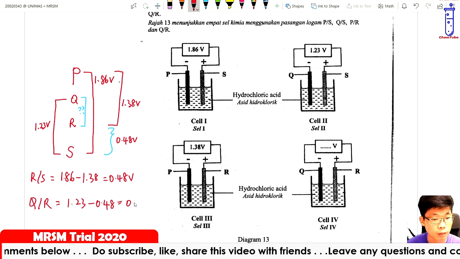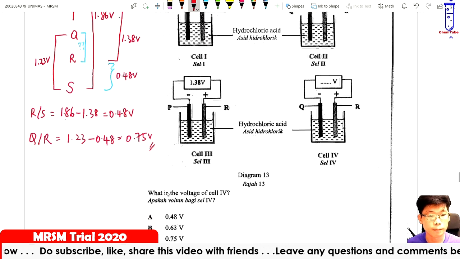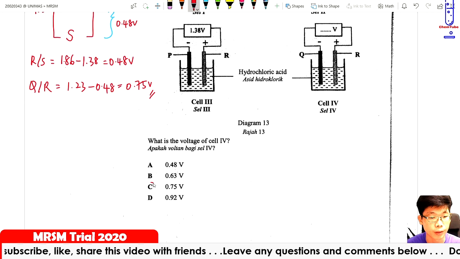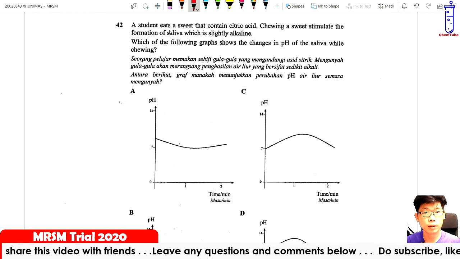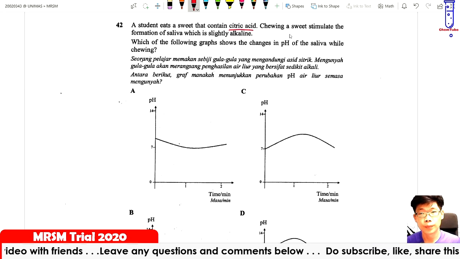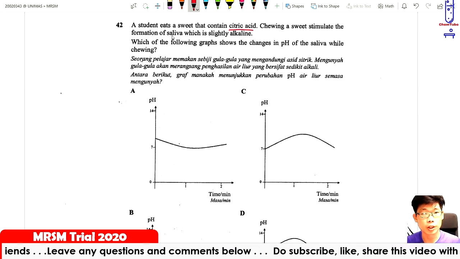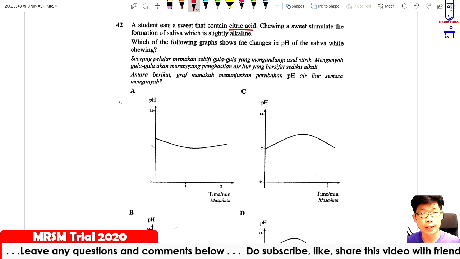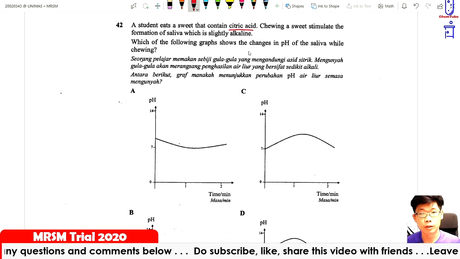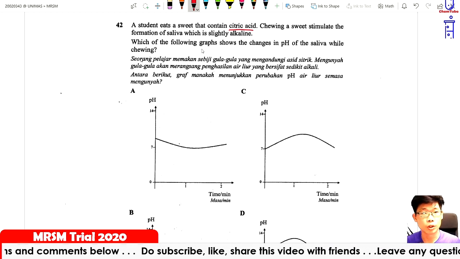So it is 0.75 volt. Okay, so 0.75 volt. A student eats a sweet that contains citric acid. It's a weak acid. So chewing a sweet stimulates the formation of saliva, which is slightly alkaline. Okay, so which of the following graphs shows the changes in pH of saliva while chewing?